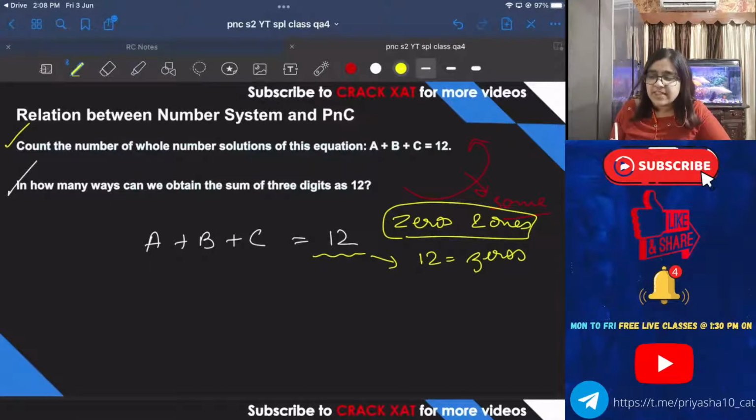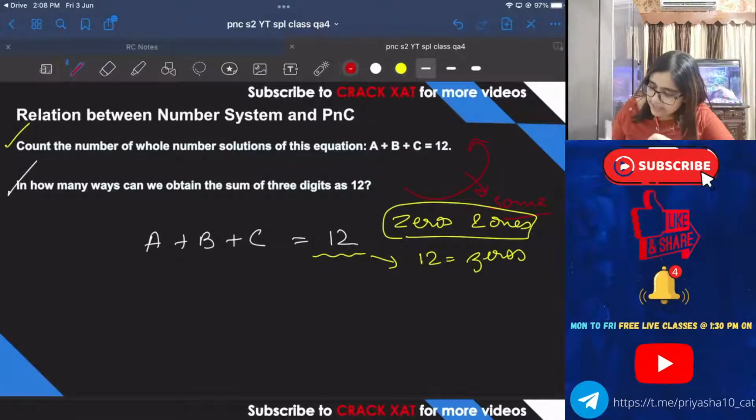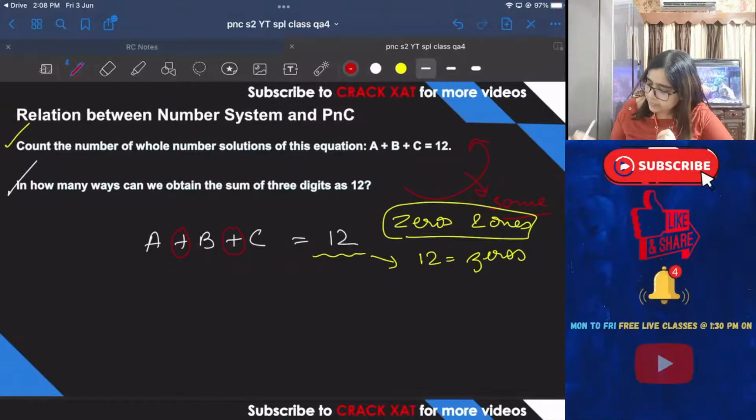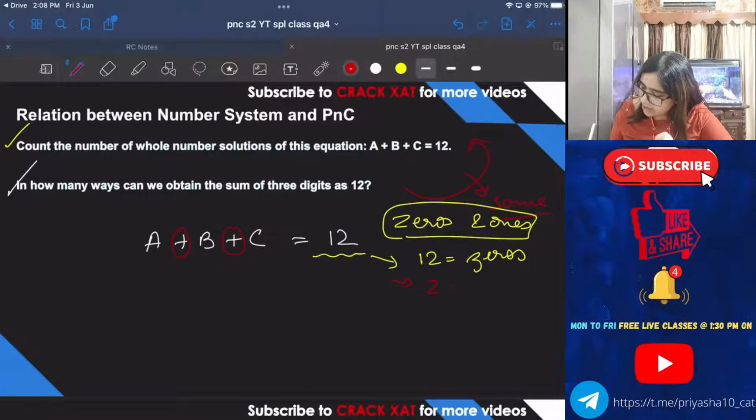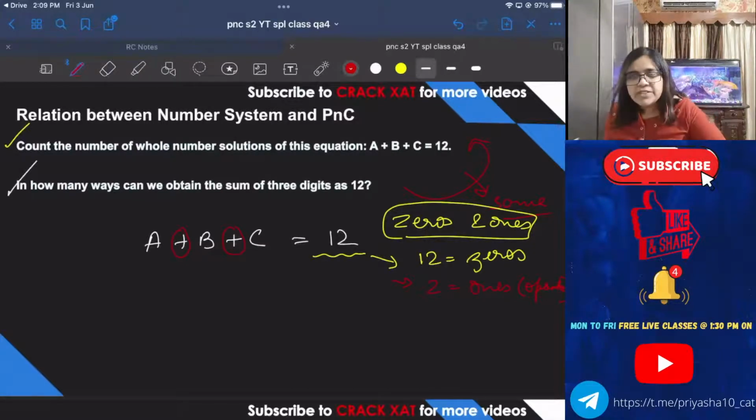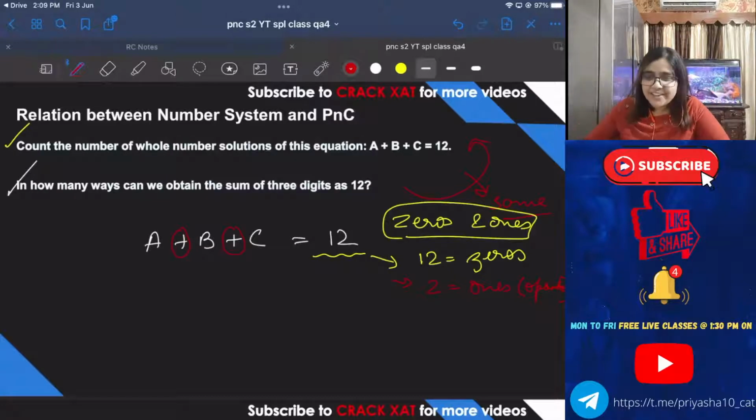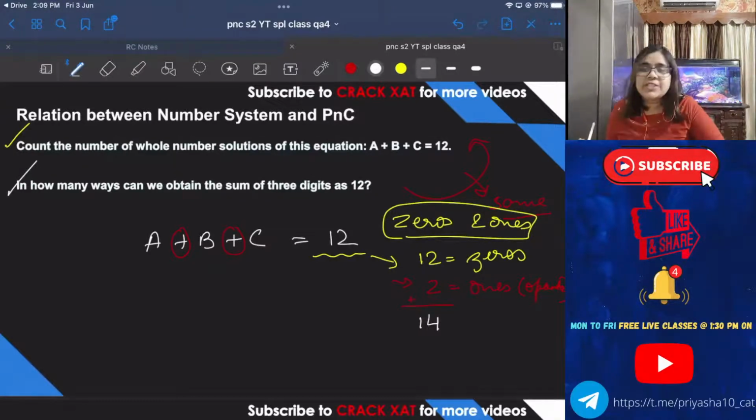How many plus signs do you see on the left side? Those operators are my ones. You can remember it like this, operators. So 2 plus signs, and 12 is the number on the other side. Now here's the trick. Find the total of 12 plus 2. 12 plus 2 will give me 14. So out of 14, we have to select the ones.